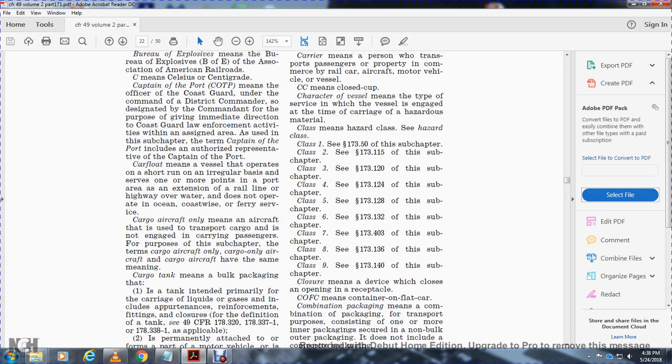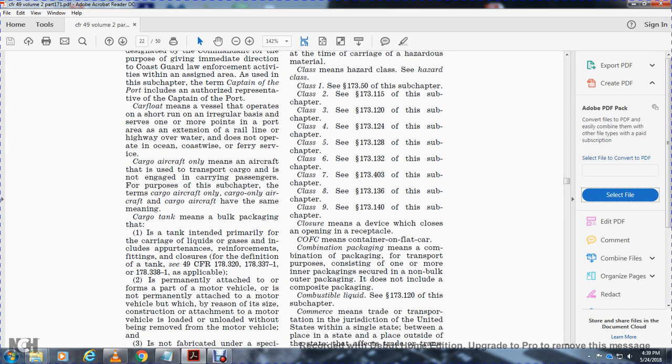Cargo tank means a bulk packaging that is a tank intended primarily for the carriage of liquid or gas, but they include for the reinforcement fitting or closure the definition from the tank of Title 49 CFR 178.320, 178.337-1, and 178.338-1, as applicable.